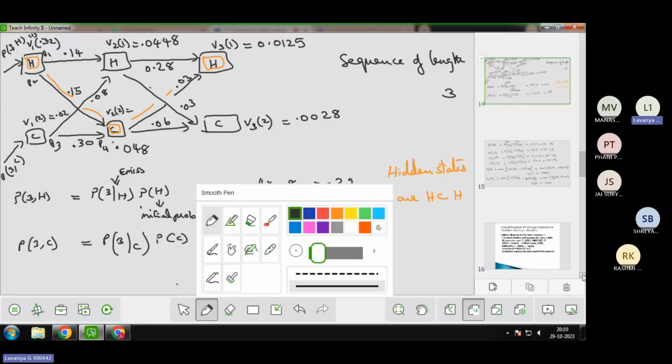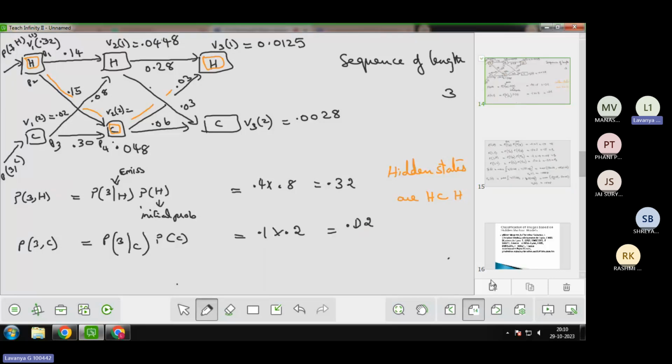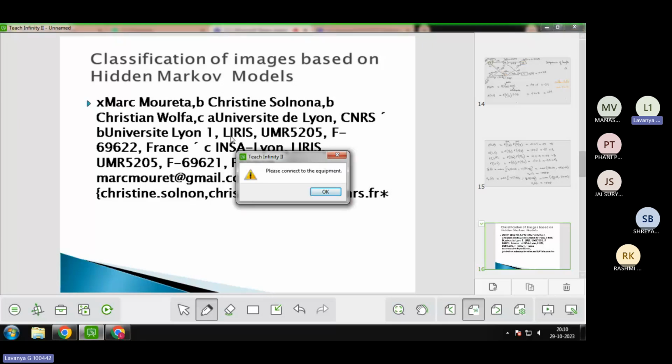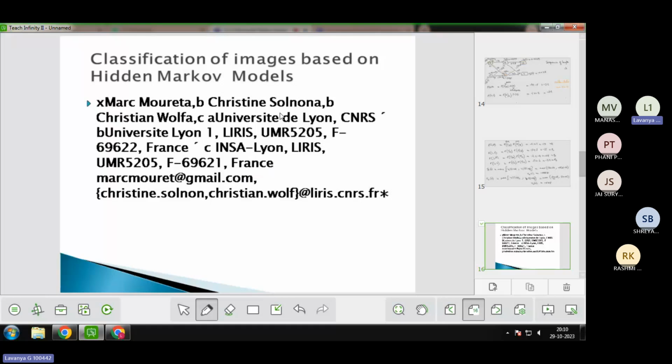Now, okay, you went on telling hot, cold, hot. Why should I bother about the temperature? Right, you don't have to bother about temperature. Let us first bother about what we require, that is classification of images. This is a paper which has been published long before and it's very interesting on the basis of how they classify images based on hidden Markov model.